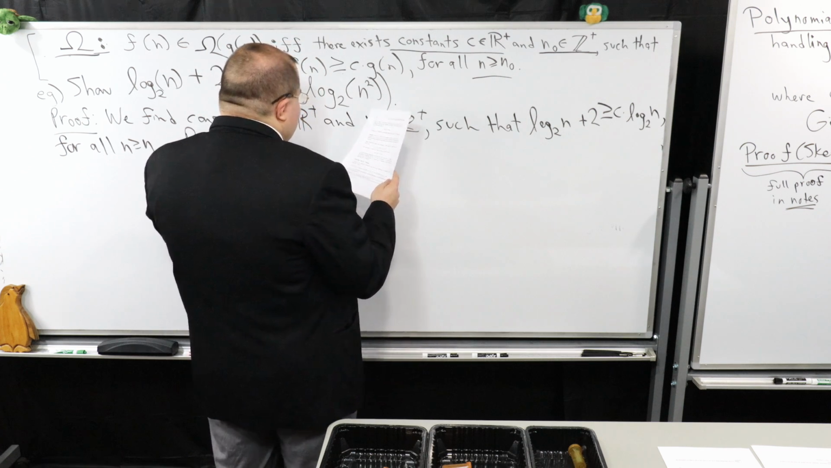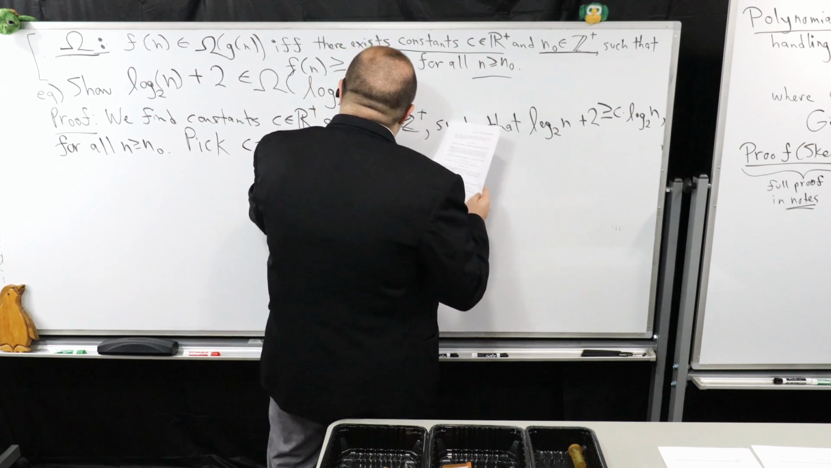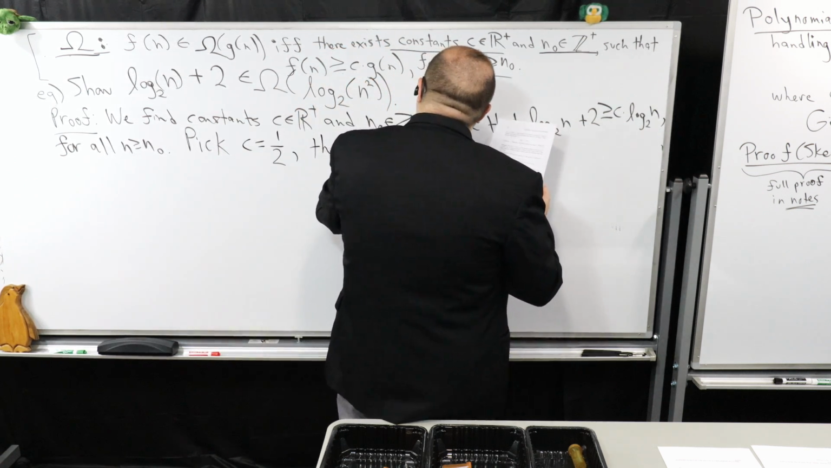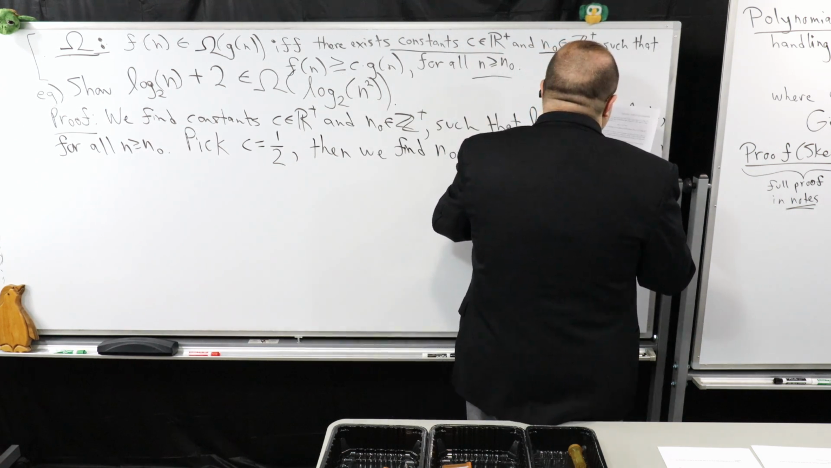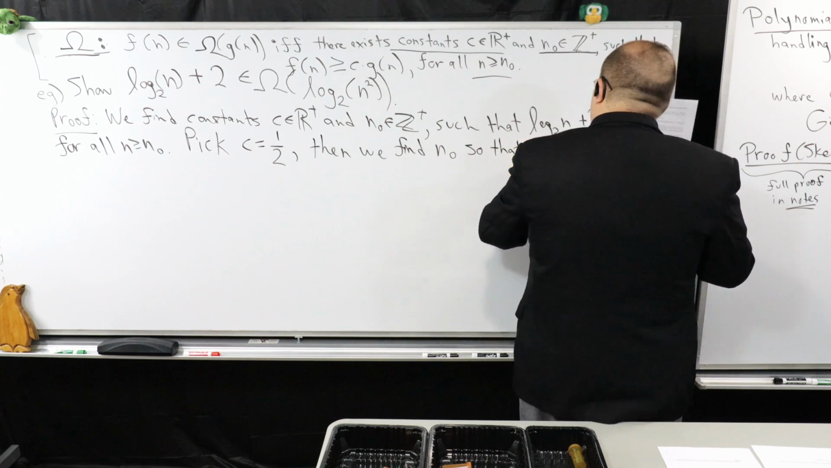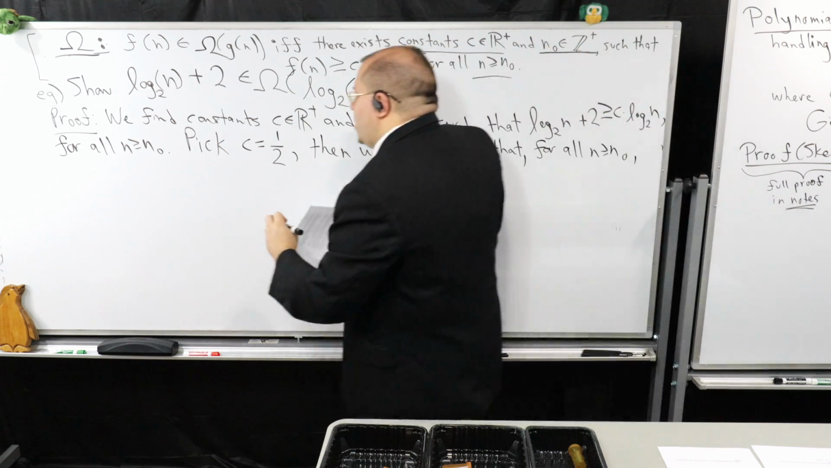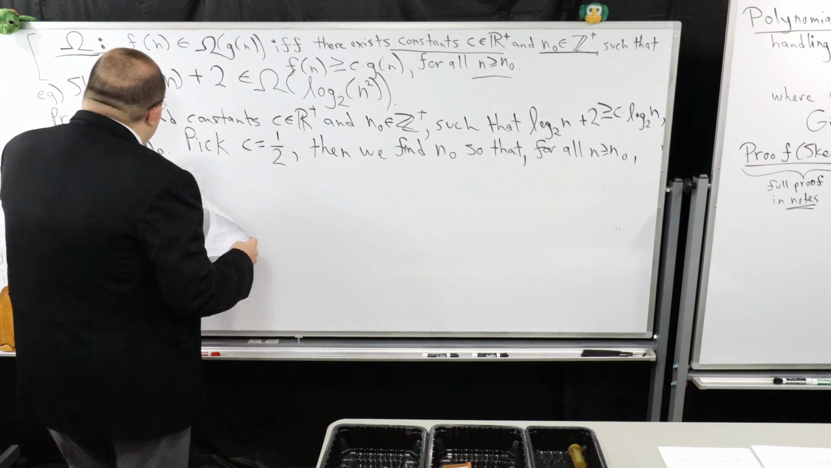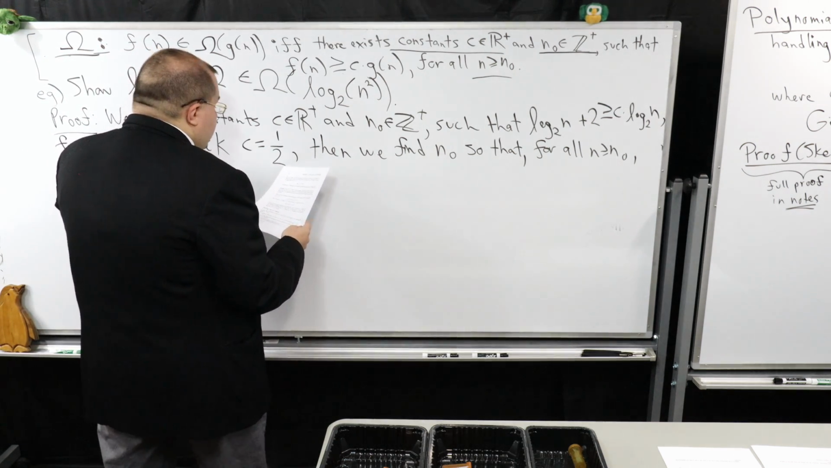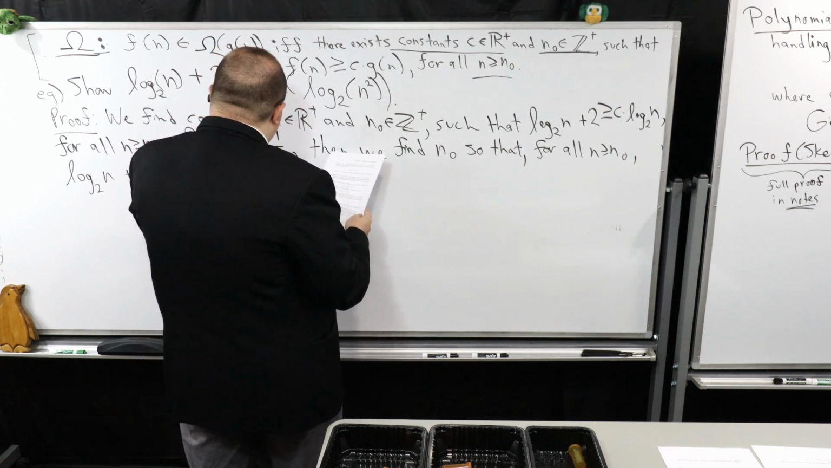So I'm going to try picking c is equal to 1/2. Then we find n0 so that for all n greater or equal to n0, log base 2 of n plus 2 is less than or equal to 1/2 log base 2 of n squared.